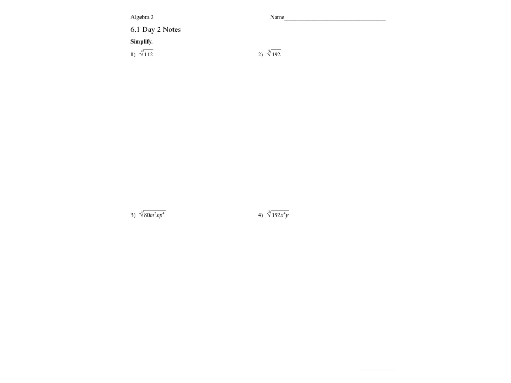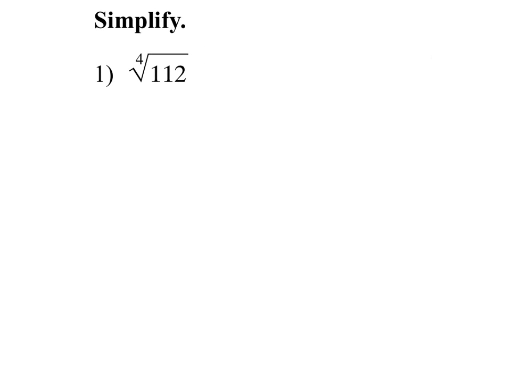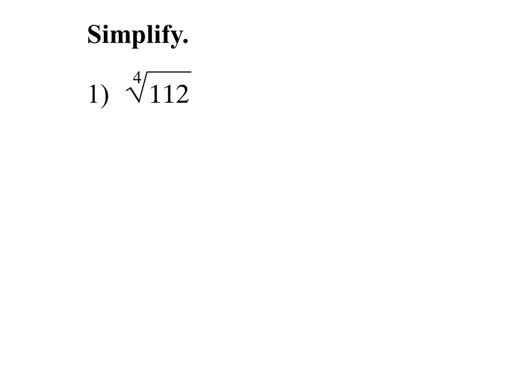Okay, this is 6.1 day 2, and in this video we're going to do the same thing as we did in day 1, except now our index number has changed. You'll see now that you have an actual number here as an index. So what we want to do is match up our index with our powers. For example, if you remember, if we had a square root, we wanted powers of 2, okay?